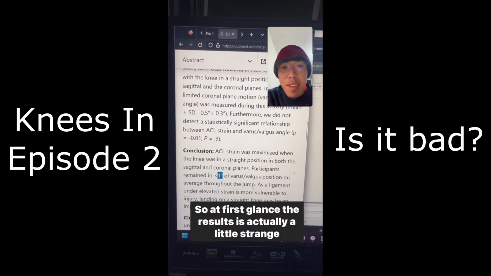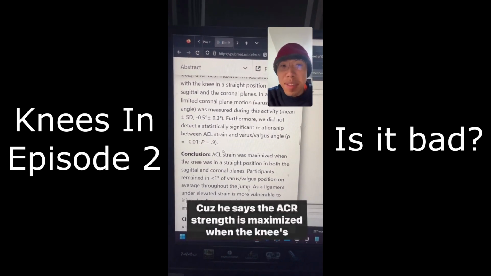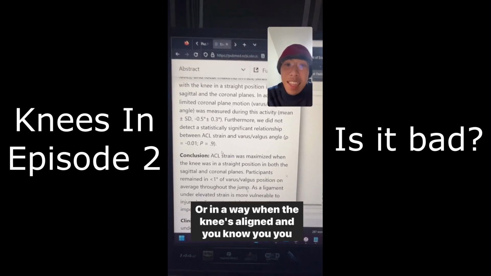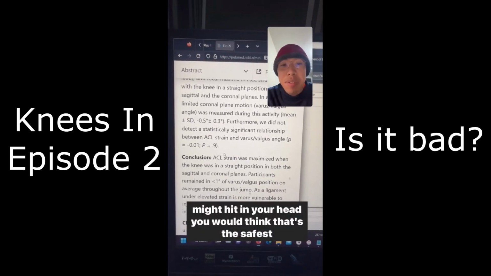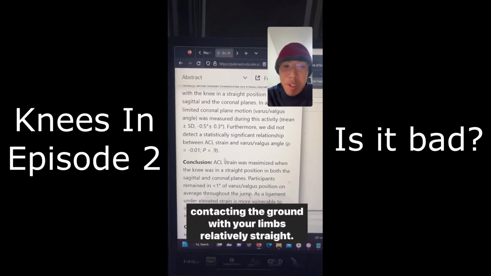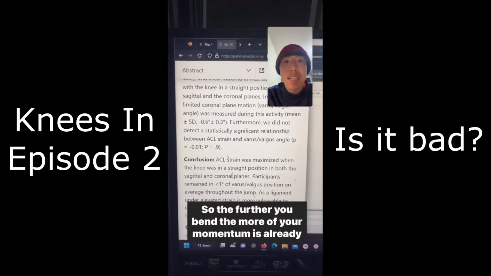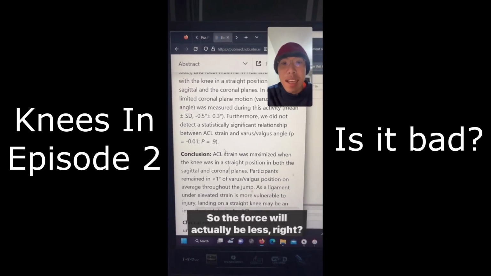So at first glance, the result is actually a little strange, right? Because it says the ACL strain is maximized when the knee is straight, or in a way when the knees are aligned, and in your head, you would think that's the safest position. But this can be explained by the higher force when you're contacting the ground with your limbs relatively straight. So the further you bend, the more of your momentum is already being slowed down, so the force will actually be less, right?